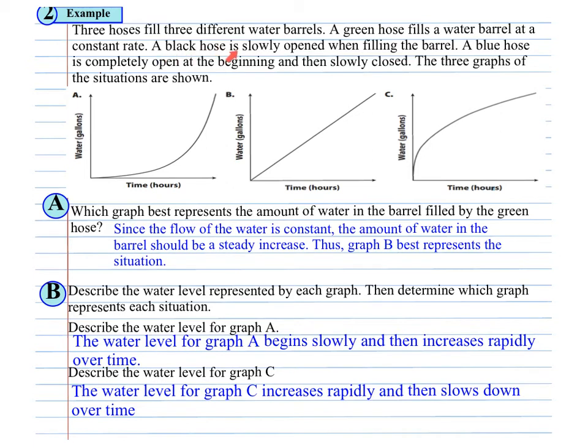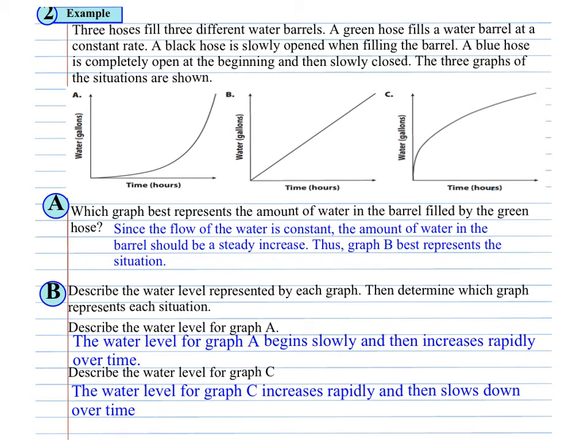And then for the black hose, it says slowly open when filling the barrel. That means water is going in slowly. So we all agreed that it was going to be A. It's slowly filling the barrel, and at a certain point, it started getting filled faster and faster. So we agreed that this would be the black hose, and this would be the green hose. That means that C would be the blue hose, because they opened the water completely. That means a lot of water is flowing in, and then it slowly is being closed. So this is why it's rising fast and then it slows down.